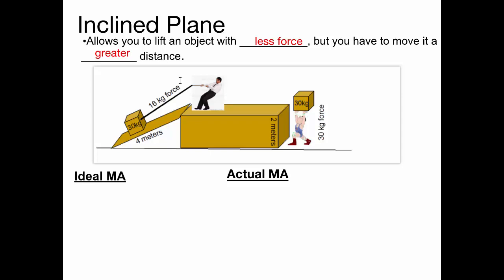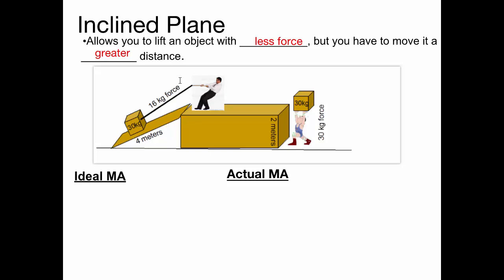So we have here a little diagram. You need to get this box that has a mass of 30 kilograms up this 2-meter platform. So you could do it 2 ways. You can just lift it up there directly, or you can use an inclined plane to help you to move it.